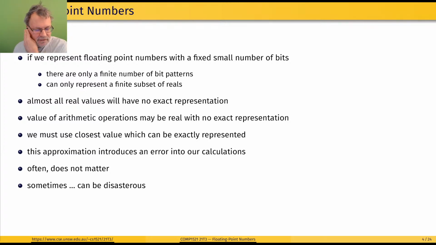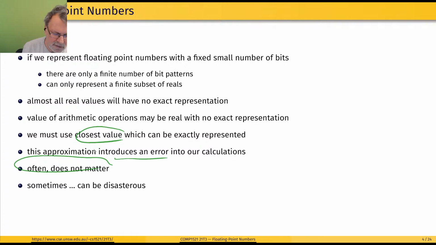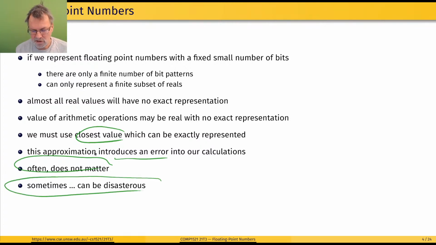Now, what can we do about this? We can have representations spread through the real numbers, and we can just use the closest value. And as long as that's pretty close, maybe that's all we need for our purposes. And that's what C does, and that's what the underlying floating point representation does. But it introduces an error into our calculation. Often this doesn't matter. There's a lot we can do without it ever mattering. Sometimes it can be disastrous. But it's this notion of approximation. We're all representing floating point numbers approximately.